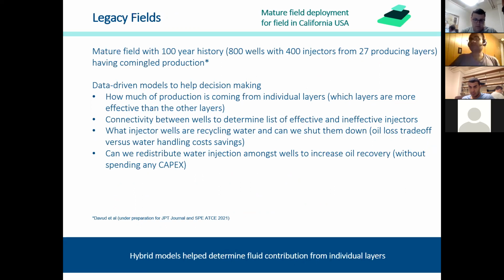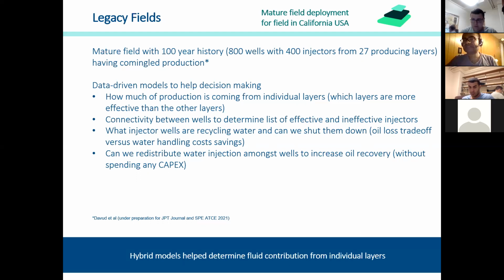All right. So, we spoke about simple fields, but what happens when the field itself is complicated? So, let me talk about this specific example where you had a legacy field. Think of it like a mature field with over 100-year history. You're talking about over 800 wells with 400 injectors that are producing from actually 27 different producing layers. So you have commingled production in there.